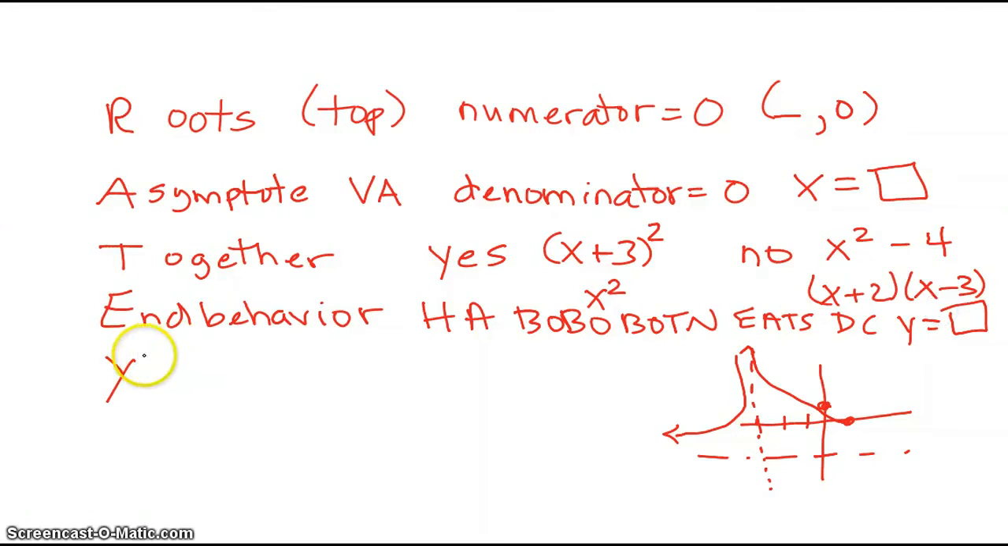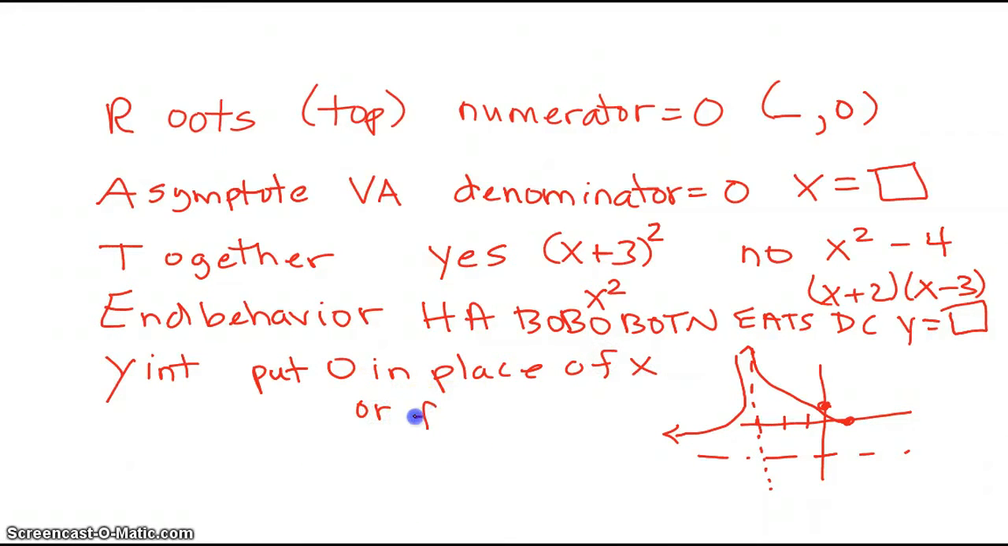And then y stands for the y-intercept. And you just put 0 in place of x. Or you're just finding f of 0 is really what you're finding to do the y-intercept. And of course the y-intercept, you're going to record your answer as 0, comma, some number, whatever your y is that you figured out. So knowing how to do this is going to help us be able to do a graph.